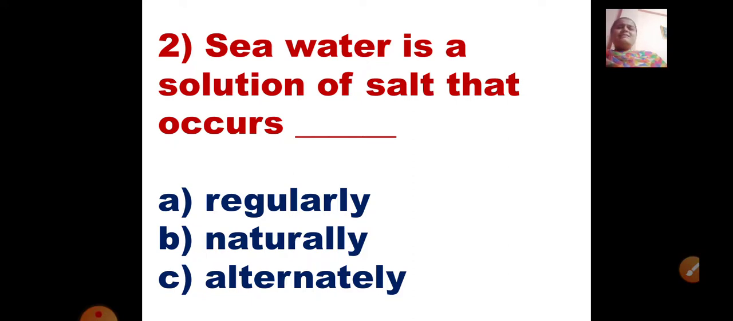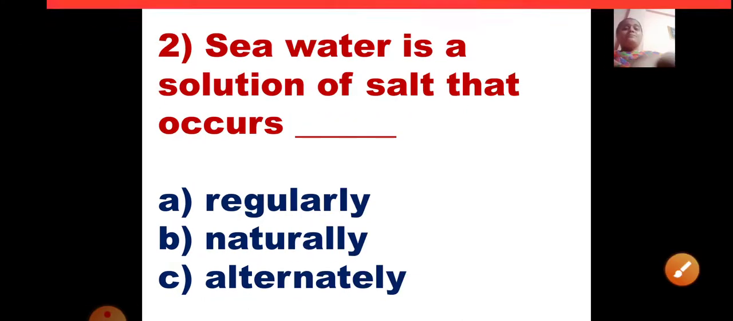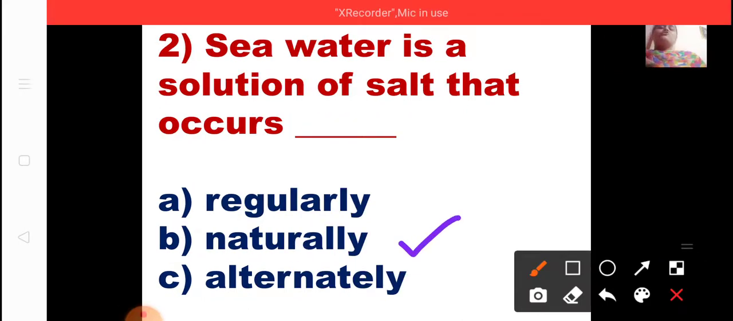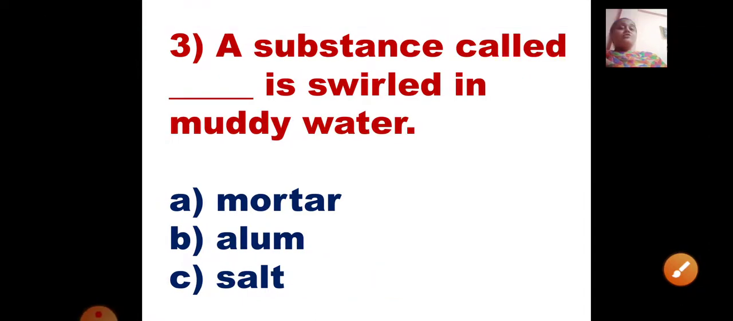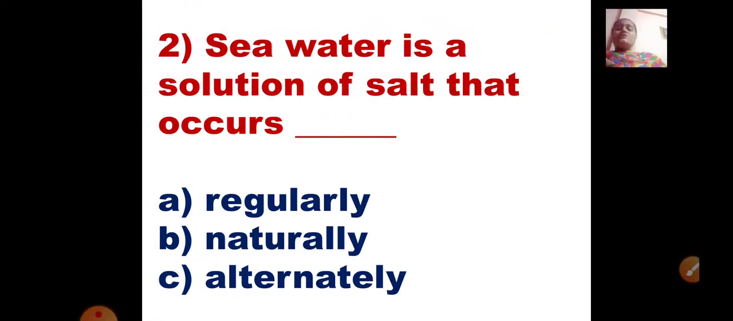So is it regularly? No. Is it C option, that is alternately? No. So what is the correct option? It is naturally. So your B option is the correct answer. So you are going to select B option. Is that clear? So sea water is a natural solution of salt and water. Okay, so the salt in the sea water occurs naturally.